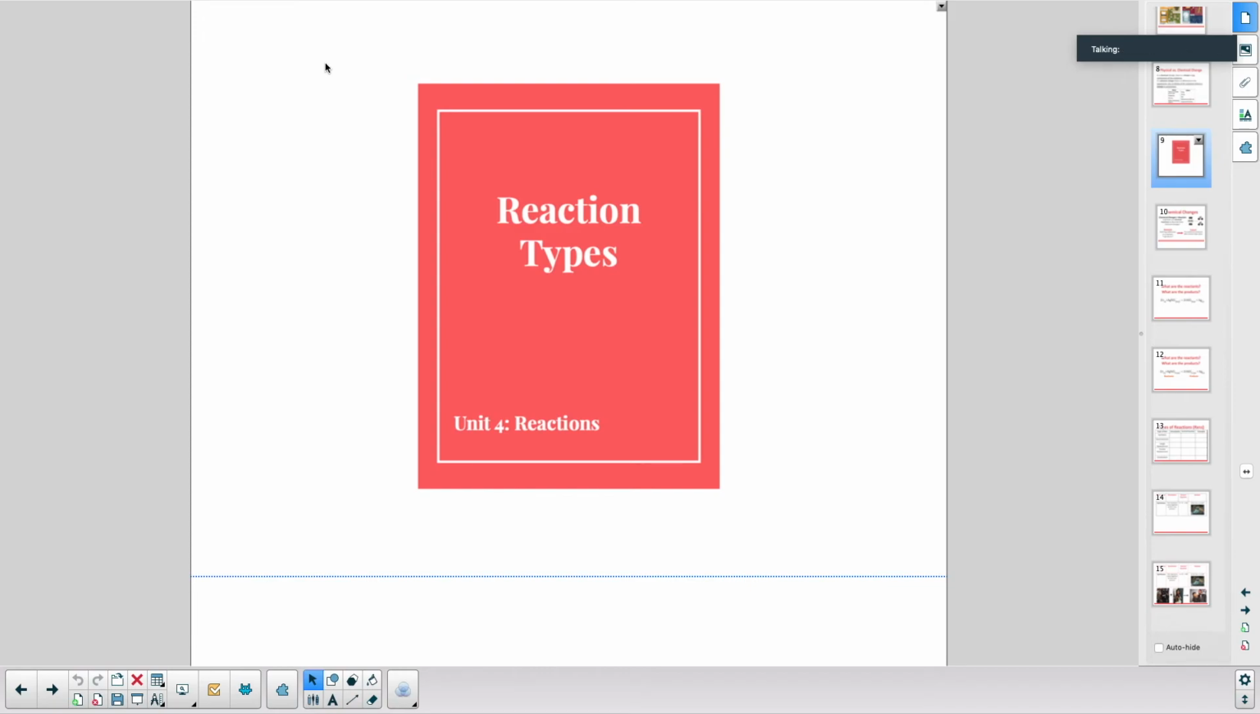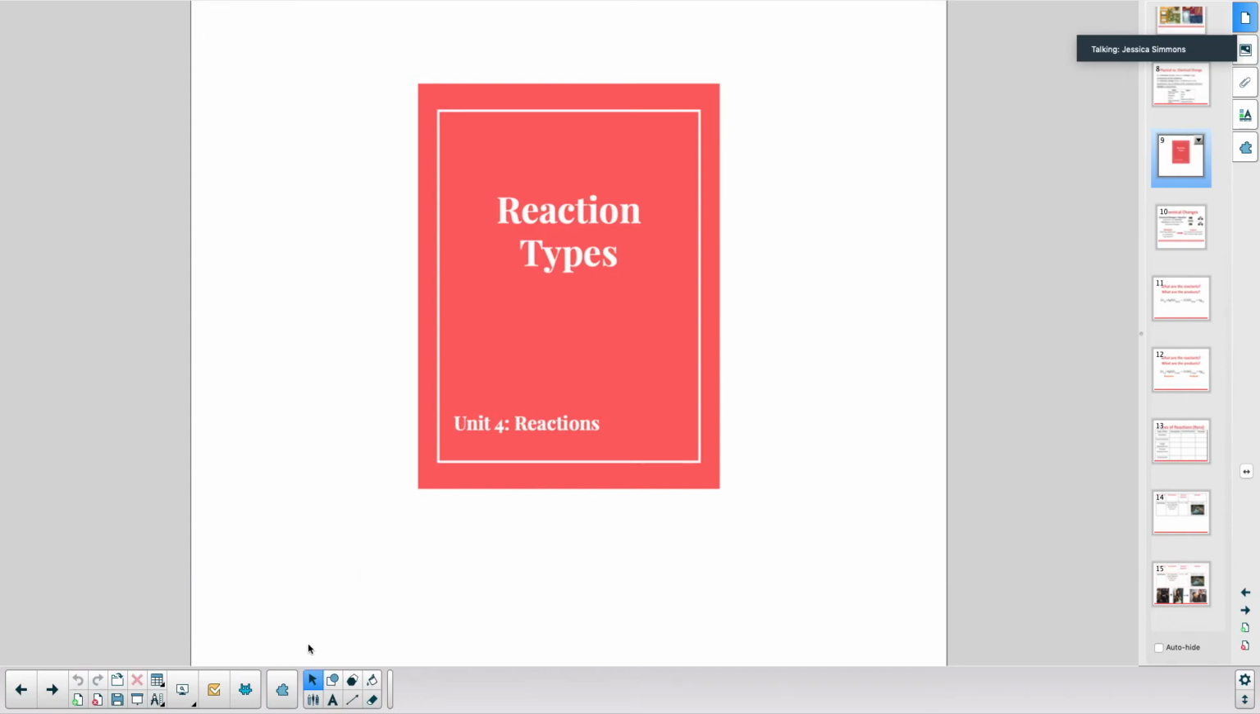Chemical. Physical. Color. Odor. What's the first one? Fizzing. That's heat. Yes, heat. All right, talking about temperature. So those are all physical changes that let us know that something is occurring.